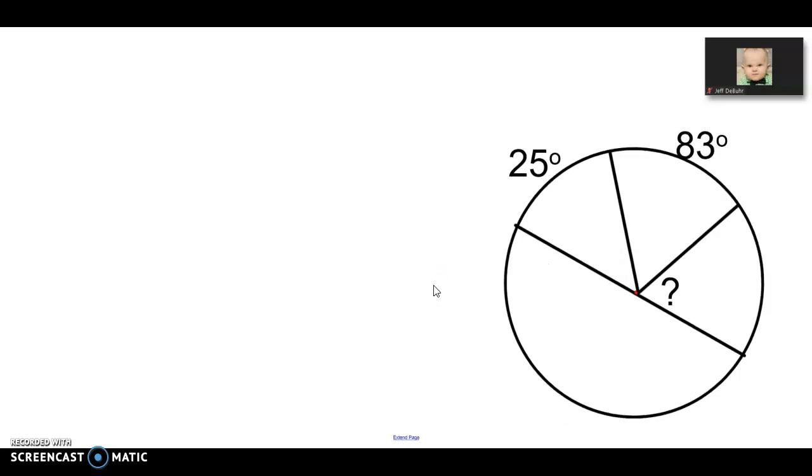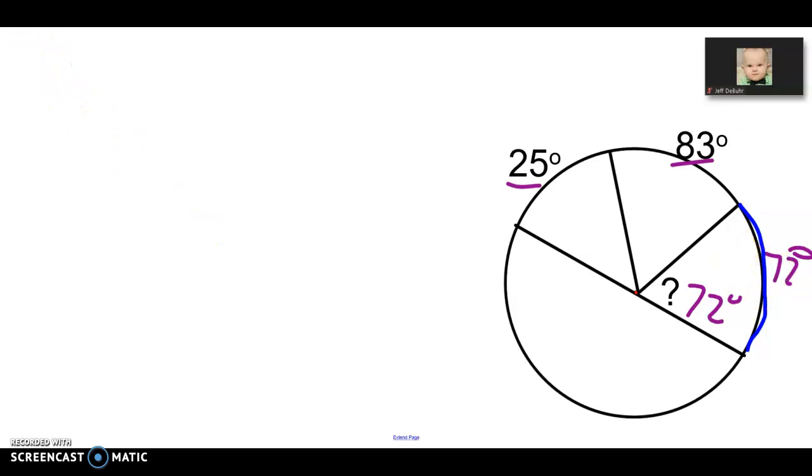Now, in this case, we have what's called a semicircle. So we only have half the circle here, which, if a whole circle is 360, then we can say that half the circle must be 180 degrees. So if this is 25 and this is 83, that adds up to 108. If I subtract 108 from 180, I find that this arc out here must be 72 degrees. So if that's a 72 degree arc, the central angle is always the same as the arc. Our question mark angle must be 72 degrees.